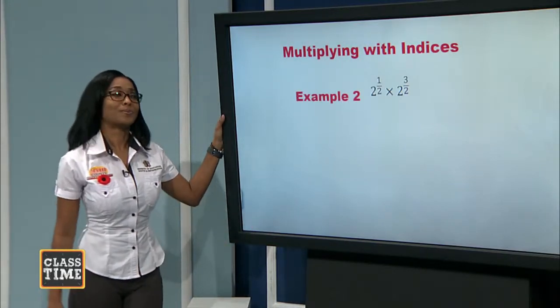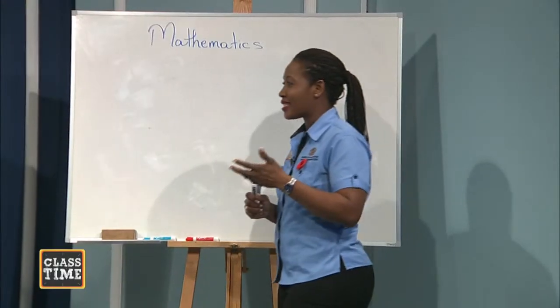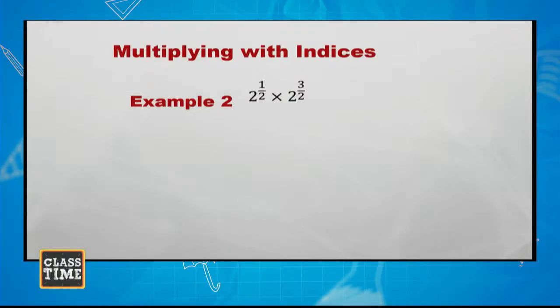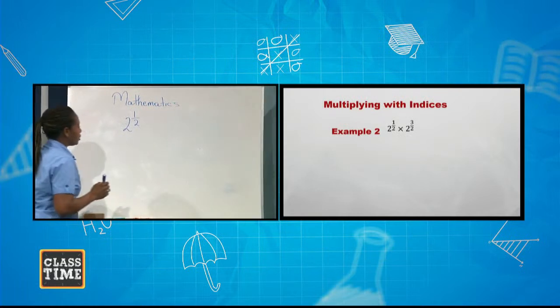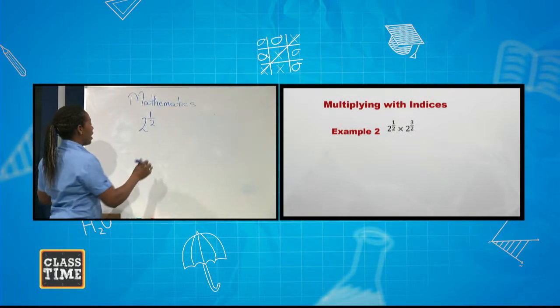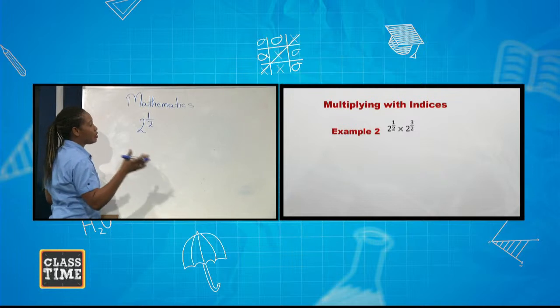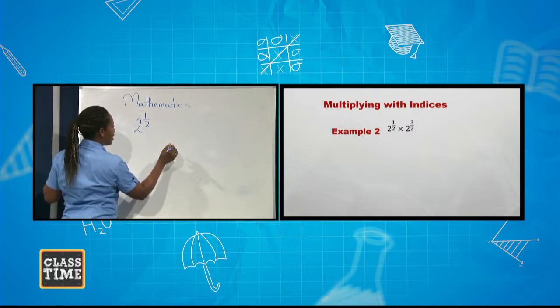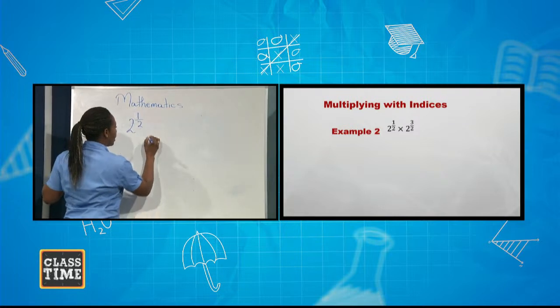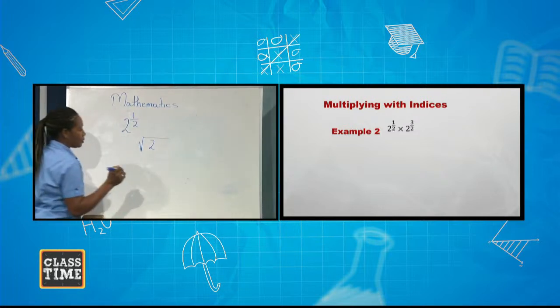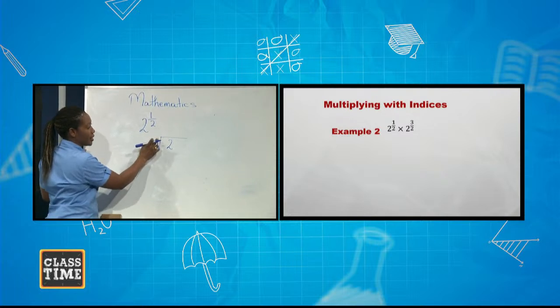So we're still multiplying with indices. However, look at those index values. We have a half and 3 halves. Can you imagine? All right. So when you are multiplying with indices that are fractional, let us look at what the fraction means. So we have 2 raised to the half. Now, the denominator and numerator tell you something. The denominator tells you what root you are going to operate with. So the half tells us it's a square root.